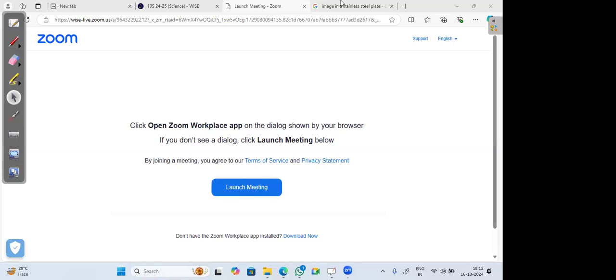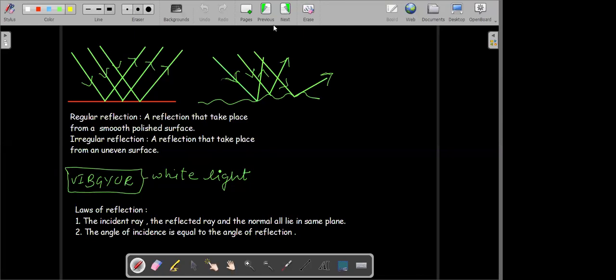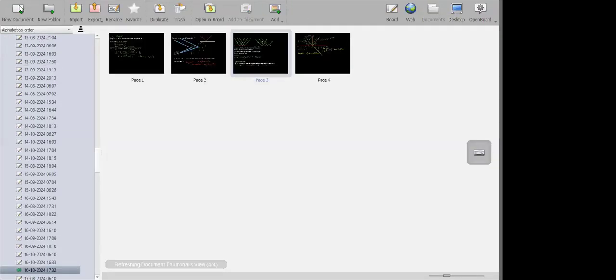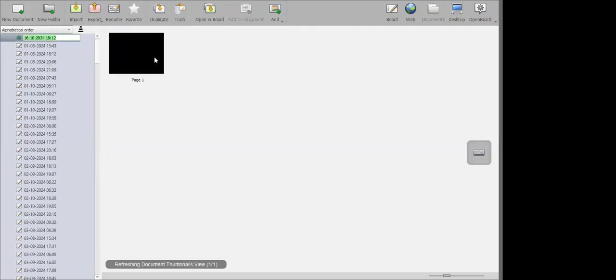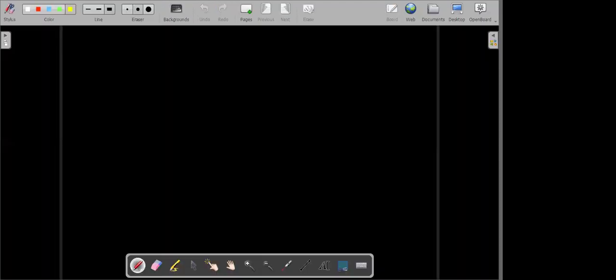Okay, so we will continue with the metals and non-metals. In the last class, we had done metallurgy. Today we have to finish the chapter with electrolytic refining. That's the part we'll be doing today. We'll do electrolytic refining. All right.